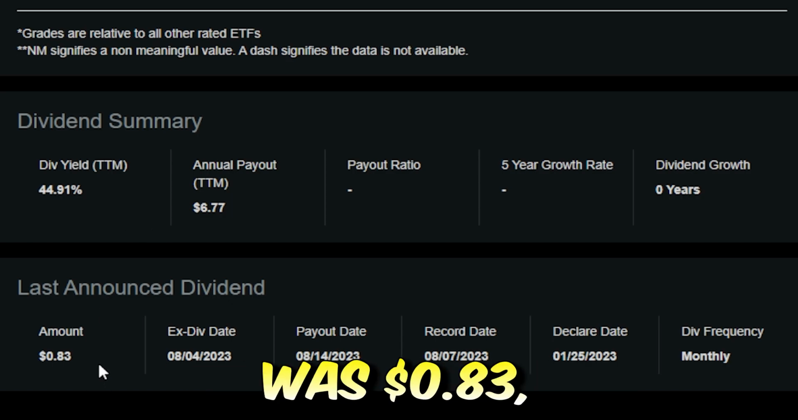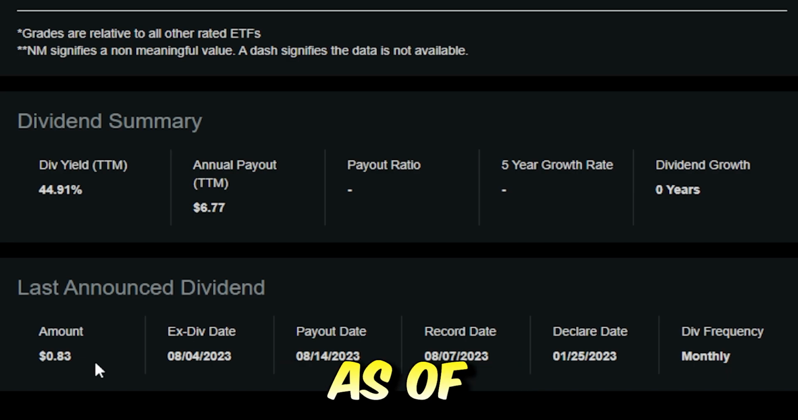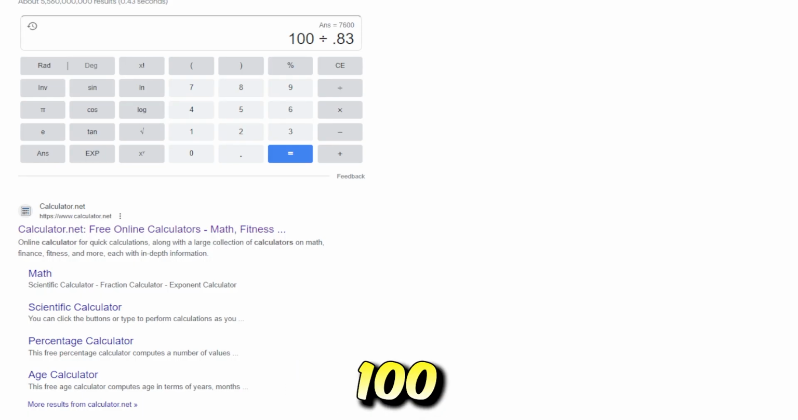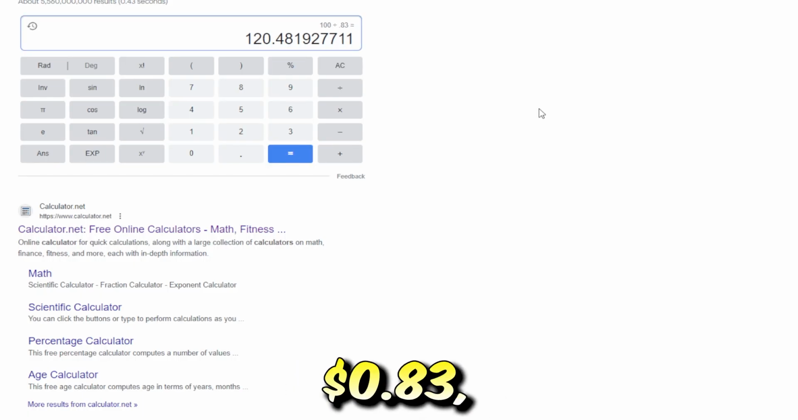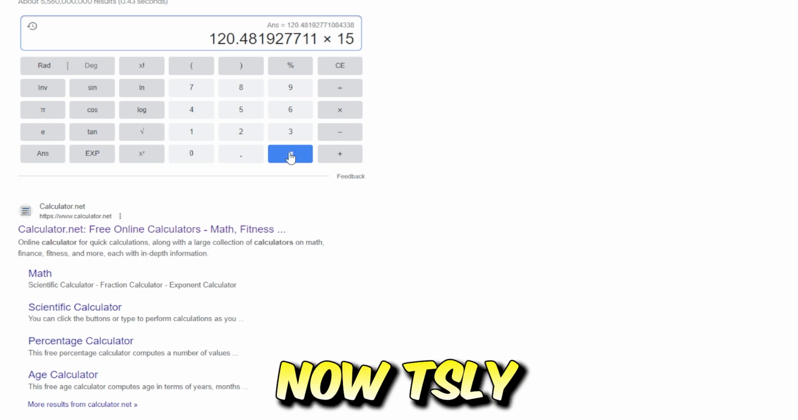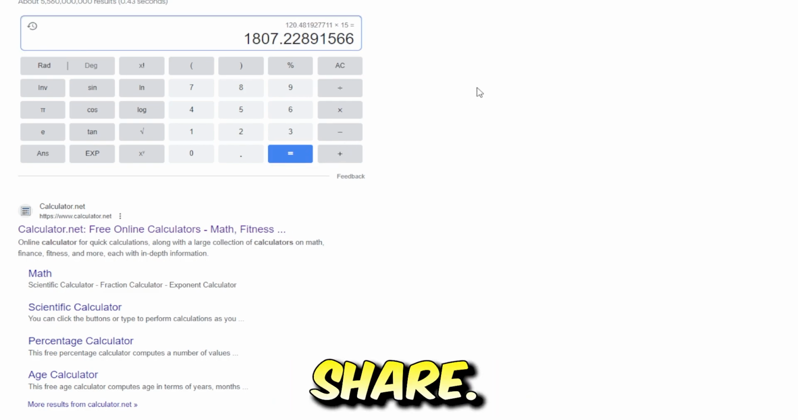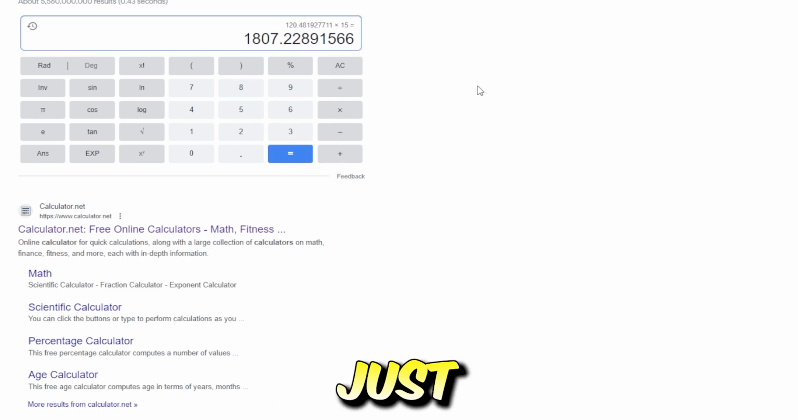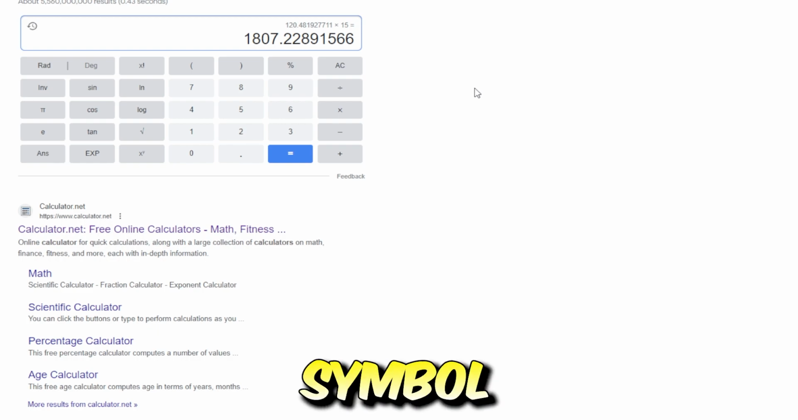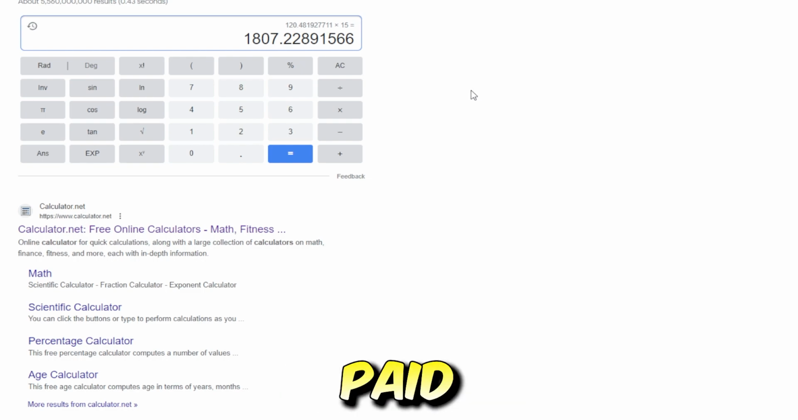The last dividend payout was 83 cents, and that was as of the beginning of this month. Now, if we were to take 100 divided by the last payout, 83 cents, an investor in theory would just need around 120 shares of TSLY in order to reach that milestone. Now, TSLY is around $15 per share. So in theory, an investor would just need $1,807 invested in the ticker symbol TSLY, at least going off of the last dividend paid, in order to reach that $100 per month milestone.